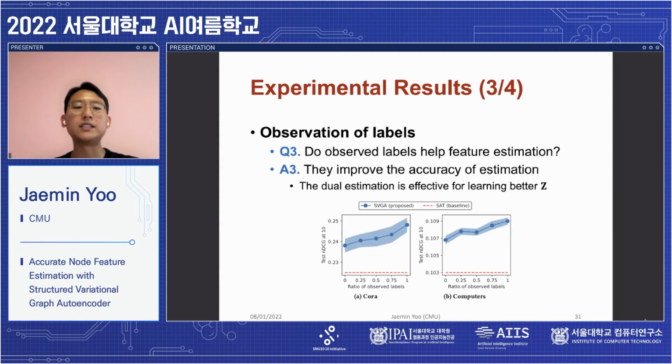The third experiment is to answer the question, do observed labels help node feature estimation? So in the previous experiments, for a fair comparison with previous works, we assume that no node labels are given because previous works cannot use the observation of node labels in feature estimation. But in this experiment, we changed the ratio of observed labels and see how the performance changes. And as shown in these 2 figures, the additional observation of labels improves the accuracy of estimation. And this means that the dual estimation of features and labels is effective for learning better representations of nodes, or latent variable Z.